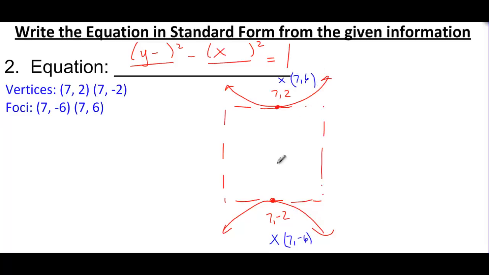So, but again, it doesn't matter if I use the two focal points or the two vertices to find my center. And I'm going to take the average. 7 and 7 is 14. 14 divided by 2 is 7. 2 and negative 2 added together is 0. Half of 0 is 0. So I have a center at 7, 0.